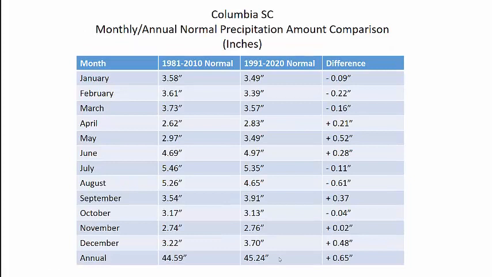For the precipitation, there is a mixture of months at Columbia where it may have trended a little drier, and some months where it trended a little wetter. For the year as a whole, the average amount of precipitation per year trended higher from 44.59 inches up to 45.24. That's an increase of 0.65 inches.